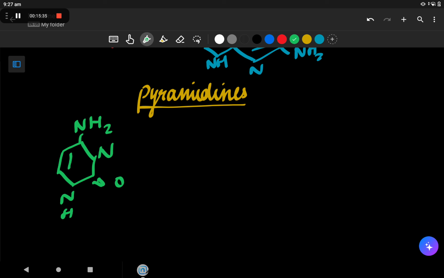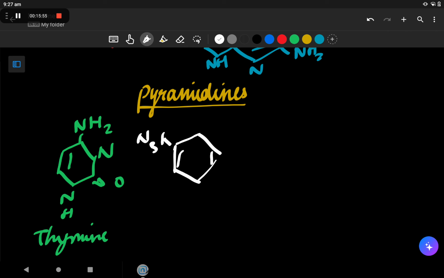This is how thymine will look like. Thymine, NH2, N, NH, double bond O, thymine. This is how cytosine will look like. Cytosine, N3H, double bond O, NH, double bond O, NH. It is cytosine.